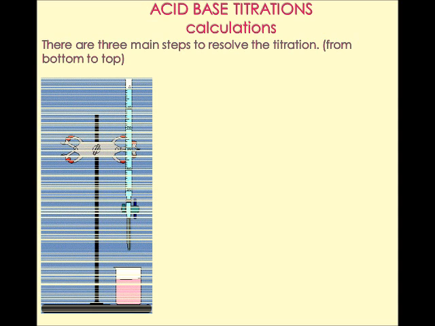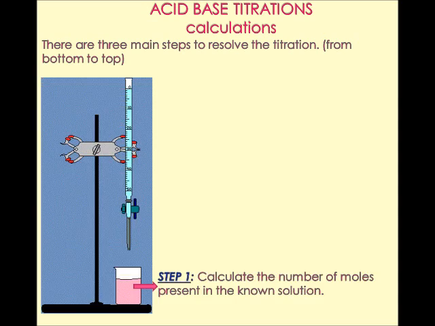So the first thing that we need to calculate is the number of moles that are present in the known solution, in this case the base. And we are going to do that through the formula of molarity. Molarity is equal to the number of moles divided by the volume in liters. We know the molarity, we know the volume, so we can calculate the number of moles. So basically it's applying that formula.